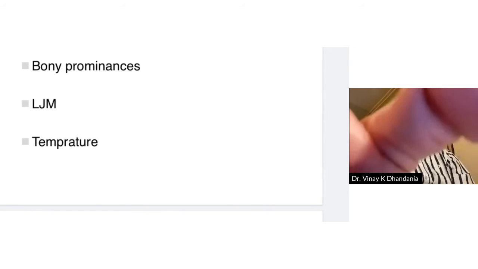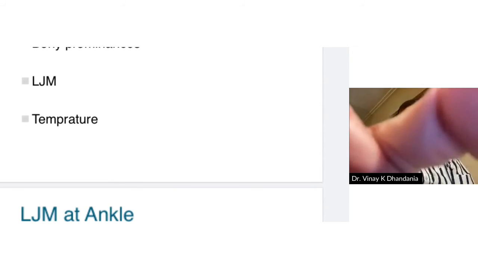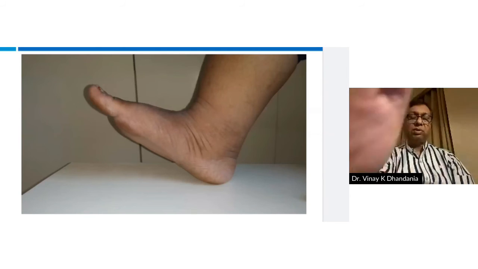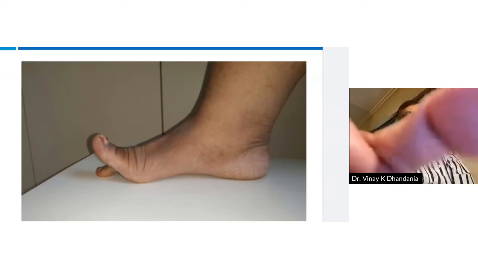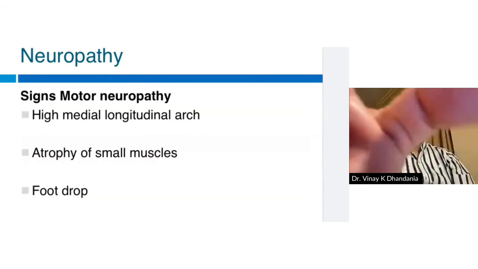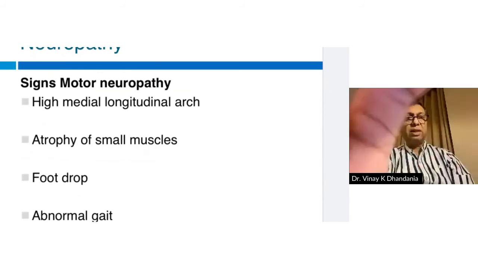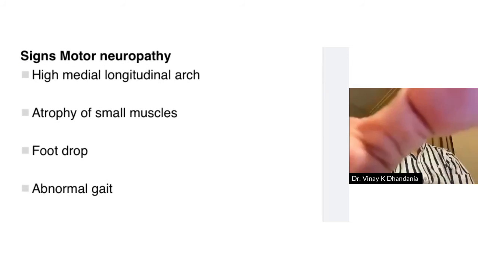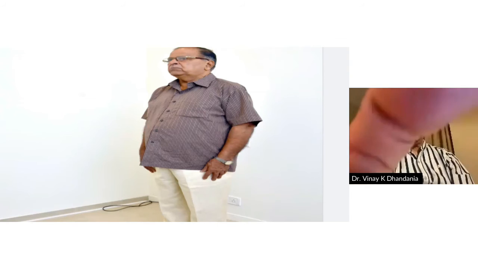Temperature is also very important. So this is what I was talking about, limited joint mobility at the ankle. Then limited joint mobility again at the ankle. So patients are not able to dorsiflex well. This is at the level of grade 2. For neuropathy, you need to see signs of motor neuropathy, like a high medial longitudinal arch. They have a very high arch, atrophy of small muscles, foot drop, abnormal gait. These are things which are very common clinically, and we need to know and see in our day-to-day practice.